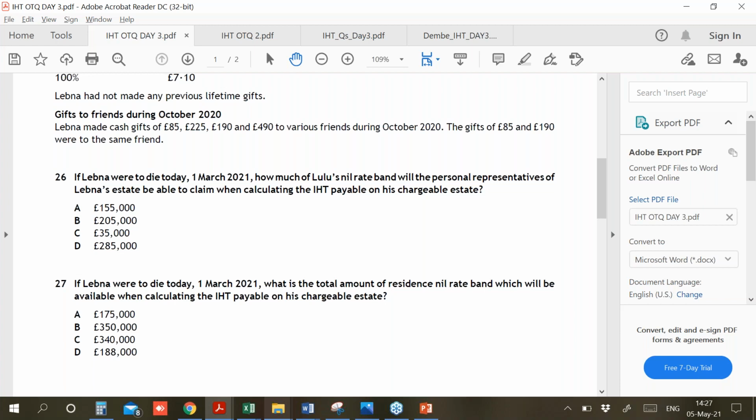But you tell me, if there is a person whose spouse has died before 2017, and he or she dies after 2017, and they have a residence in their estate as well, and they satisfy other conditions, their representative will be able to claim the RNRB of the second death that has happened after 2017. But will they be able to claim the RNRB of the death that has happened before 2017? Answer me yes or no.